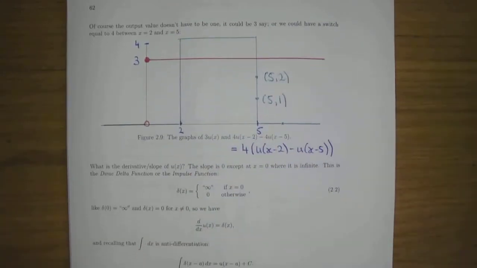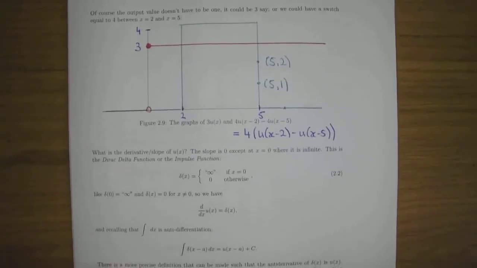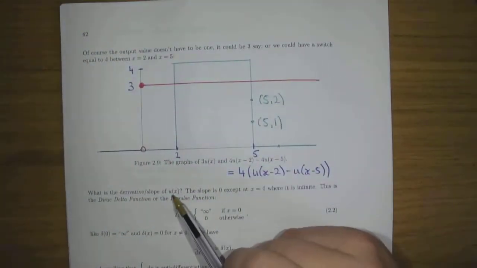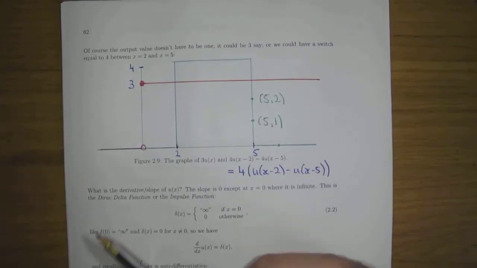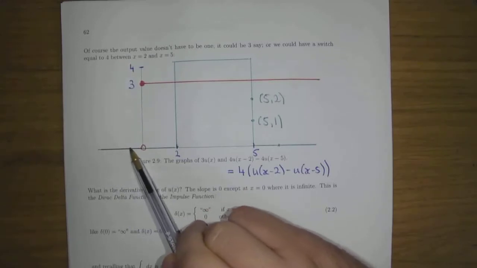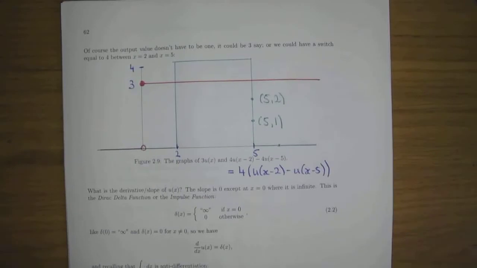Right? Here's a question: what is the derivative of u of x? It's a kind of weird question, but look at the slope of the tangent. Now, basically u of x is similar to 3u of x here. So if you look at u of x here, the slope here is 0. Yeah, it's flat, and the slope here is also 0. So for u of x, most of the time the slope is 0.